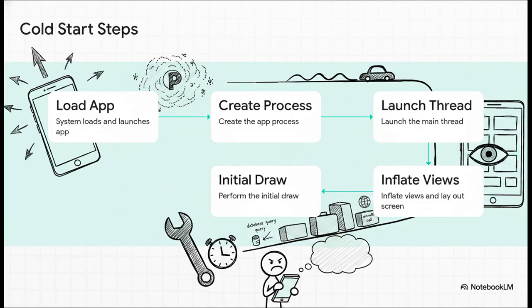So during that heavy cold start, the system and your app have this massive to-do list to get through. First, the system loads and launches the app, pops up a blank starting window, and creates the app process. Then your app finally takes the wheel. It has to launch what's called the main thread, inflate the views, which basically means translating code into the actual visual buttons and text you see, lay out the screen, and finally execute the initial draw. The absolute biggest bottleneck here? Step 3, the main thread.